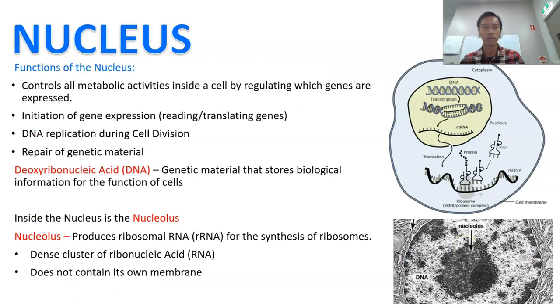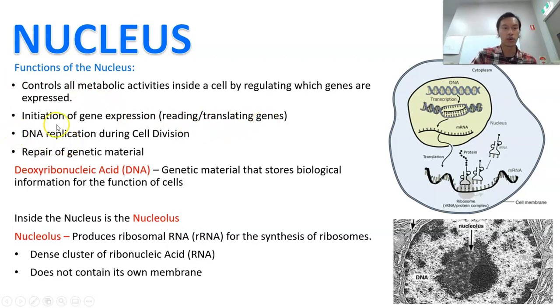Now, functions of the nucleus. It controls all of the metabolic activities inside of the cell by regulating which genes are being expressed, right? Metabolism is the chemical reactions that occur within the cell. All of the chemical reactions and all of the stuff that's going on in the cell is controlled by the nucleus, right? The nucleus is also responsible for the initiation of gene expression, the reading and translating of genes.